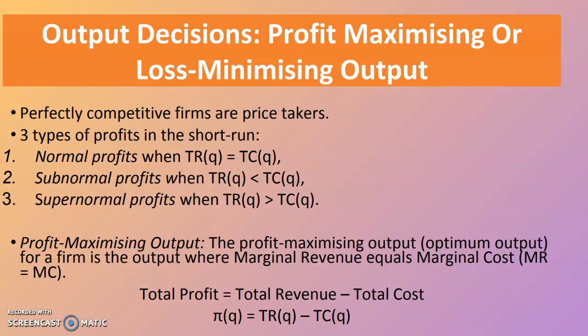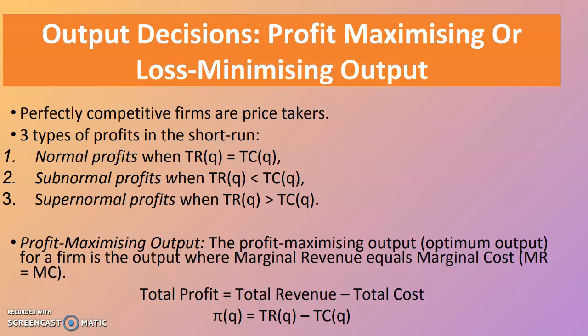So in the short run, there will be three types of profit. The first one is the normal profit, where the total revenue equals the total cost. Secondly, it will have a subnormal profit, or you'll have losses, where the total revenue is less than total cost. And lastly, we'll have supernormal profit when total revenue is more than total cost.